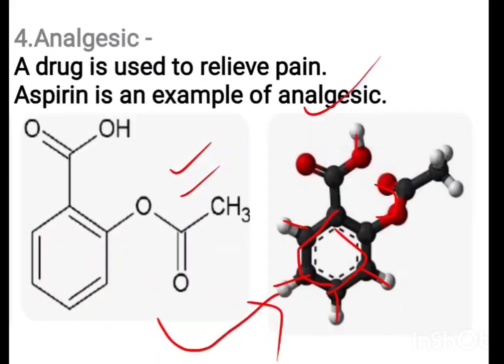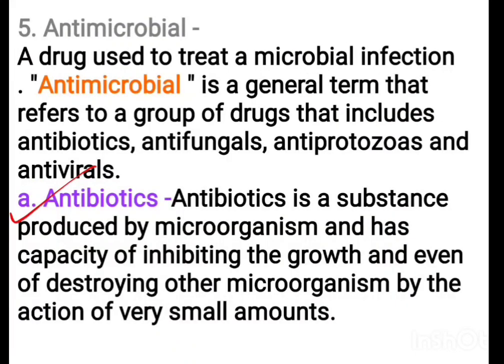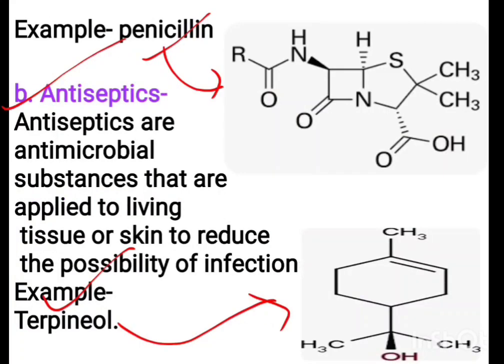Analgesic, a drug used to relieve pain. Aspirin is an example of an analgesic. Antimicrobial is used for microbial infection. Antimicrobial is a general term, because antibiotics, antifungals and antipathogens are all included in the term antimicrobial. First we consider antibiotics. An antibiotic is a substance produced from microorganisms that is able to inhibit the growth of, and even destroy, other microorganisms by the action of very small amounts. As for example, penicillin.